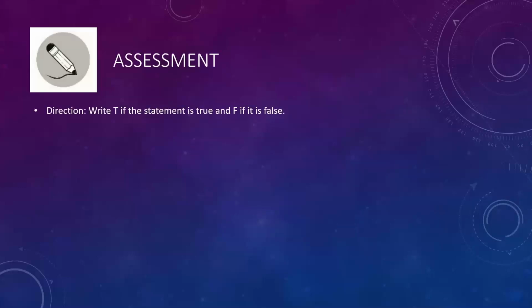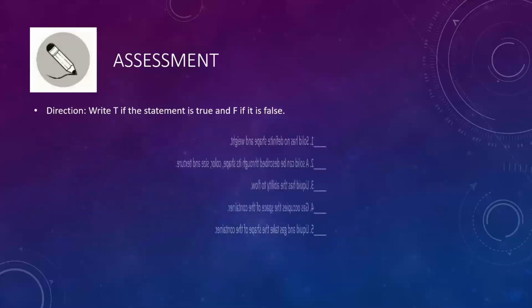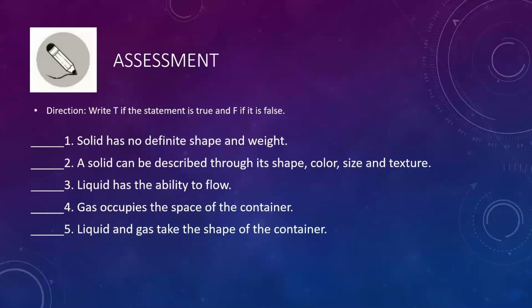Assessment. Follow the direction. Write T if the statement is true and F if it is false. Number 1. Solid has no definite shape and weight. Number 2. A solid can be described through its shape, color, size, and texture. Number 3. Liquid has the ability to flow. Number 4. Gas occupies a space of the container. Number 5. Liquid and gas take the shape of the container.